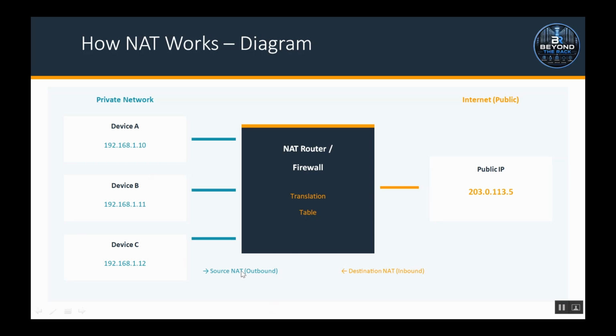This is the source IP address. This is the destination NAT, inbound, where the public IP address converts to the private IP address. From the external side, someone trying to reach this IP address will reach one of the devices. We will discuss this in the next slide.